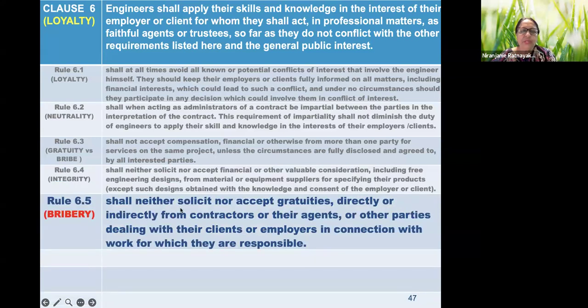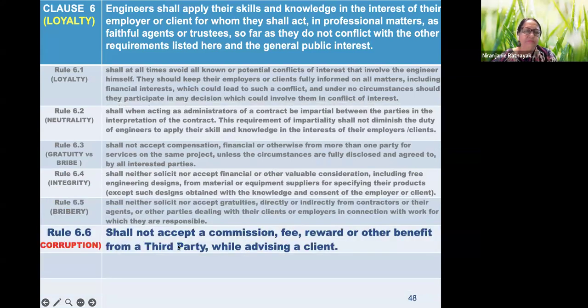Bribery again. Shall neither solicit nor accept gratuities directly or indirectly from contractors or their agents or other parties dealing with their clients or employers in connection with work for which they are responsible. Then corruption. Shall not accept a commission, fee, reward, or other benefit from a third party while advising a client, right?